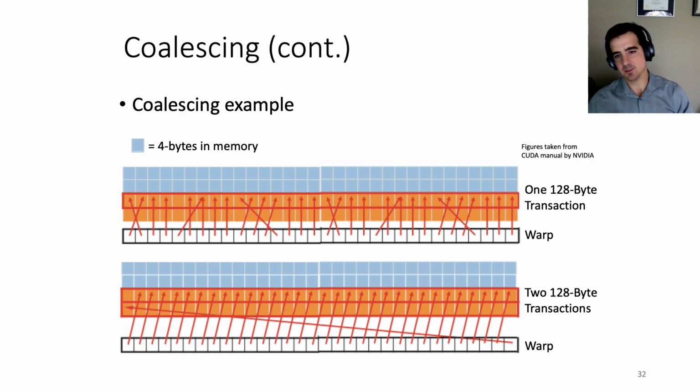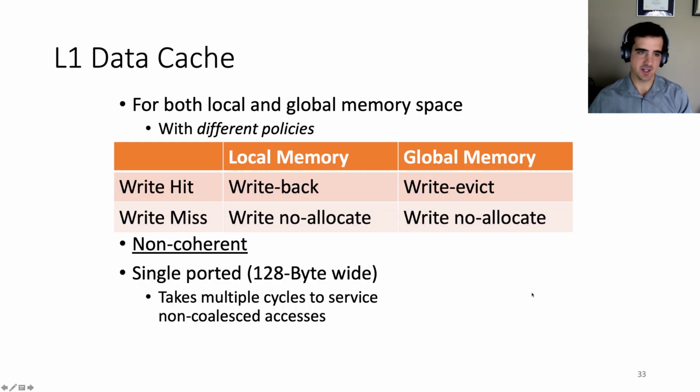This is a very simple example of coalescing. You have the threads in a warp. These are different regions in memory that those threads are accessing. If they're all accessing the same 128 byte contiguous chunk that is aligned to 128 bytes in the memory space, then you'll generate one transaction. If you're spanning more than one 128 byte chunk, which in this case is just because of an alignment issue, you'll have to generate two 128 byte transactions.